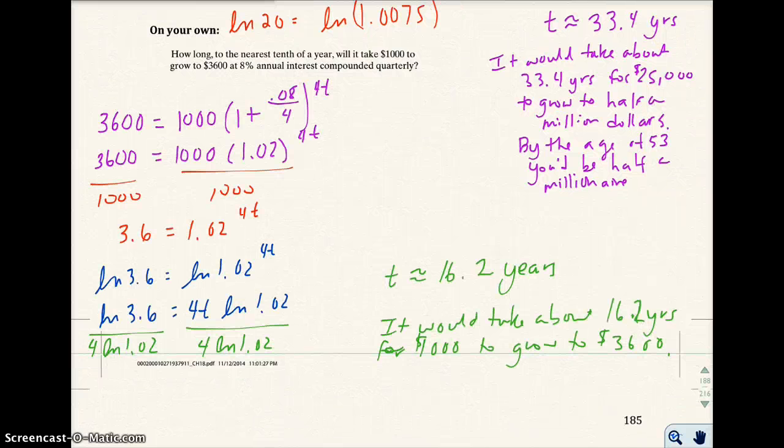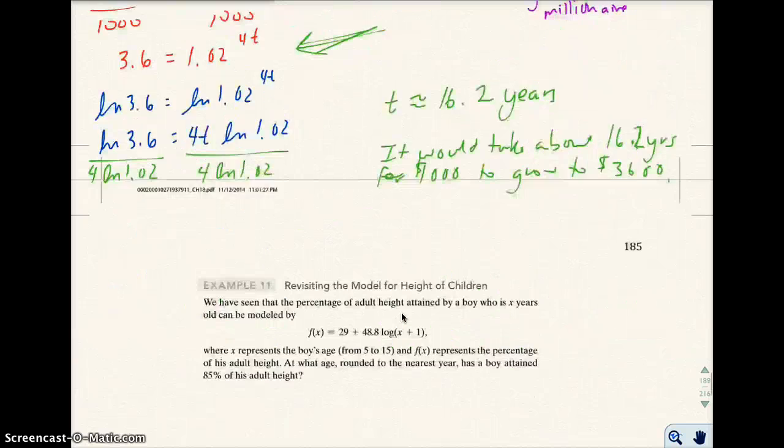Okay, so for the on your own problem, I went ahead and put in the amount that I want to grow to, the principal, how much I start off with, the interest rate, and compounded quarterly. And I ended up getting this exponential equation right there. I take the natural log of both sides, solve for t, and t is approximately 16.2. So it would take about 16.2 years for $1,000 to grow to $3,600. So 16 years to almost quadruple my money. Okay? Let's go to the next example.